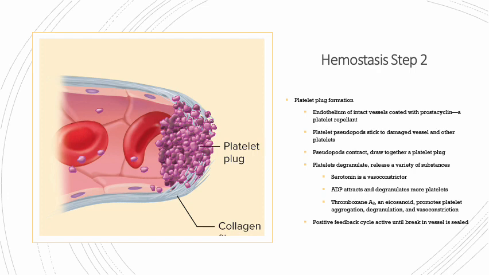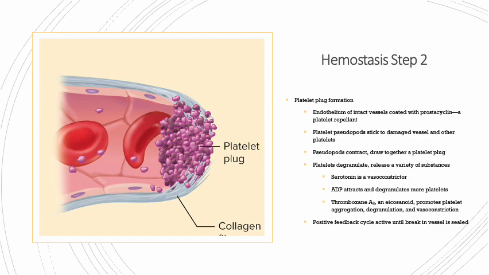The platelets are going to degranulate and release a variety of substances. They're going to release serotonin, which is a vasoconstrictor, so we're going to further constrict that blood vessel. ADP, which attracts more platelets, so just keep bringing the platelets in. And then thromboxane A2, which promotes platelet aggregation, degranulation, and vasoconstriction. So it's basically another platelet attractant that helps pull together and hold that plug.